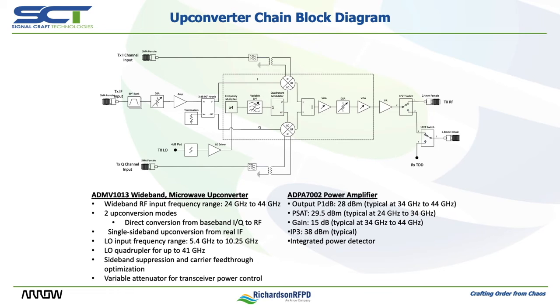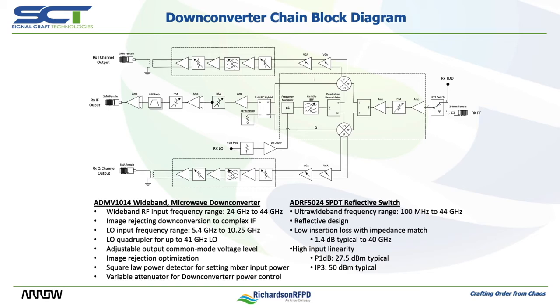of 20 dBm at 40 GHz. In TDD mode, the gain is also 30 dB, but the P1 dB reduces to 16 dBm at 40 GHz because of the additional switch in the path. A detailed specification is available on the support portal of SCT's website.